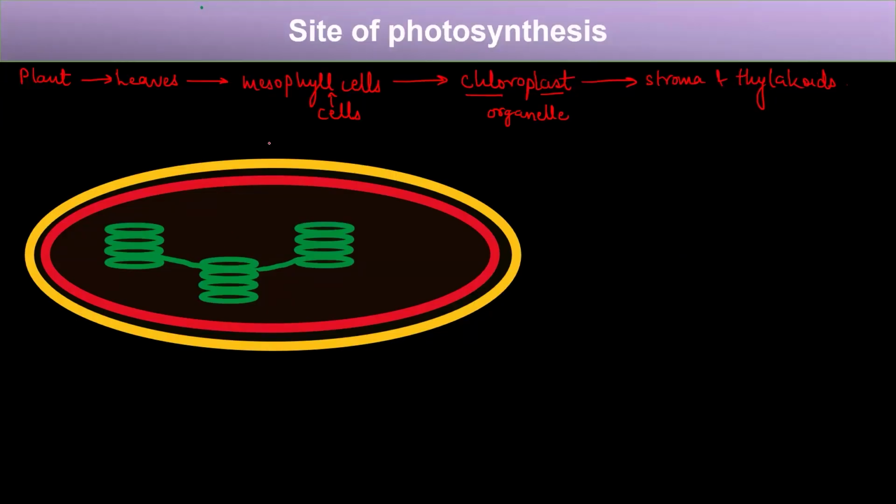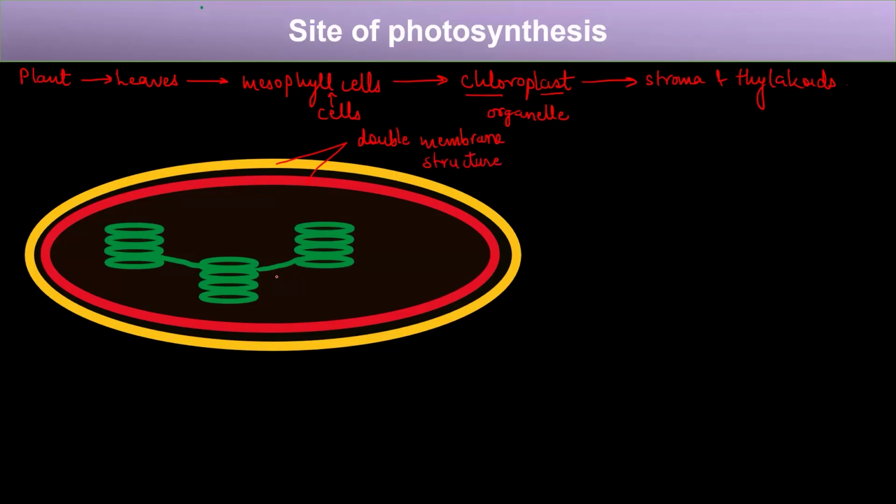The chloroplast is a double membrane structure. So it has one outer membrane and one inner membrane. So it is a double membrane structure. Okay.